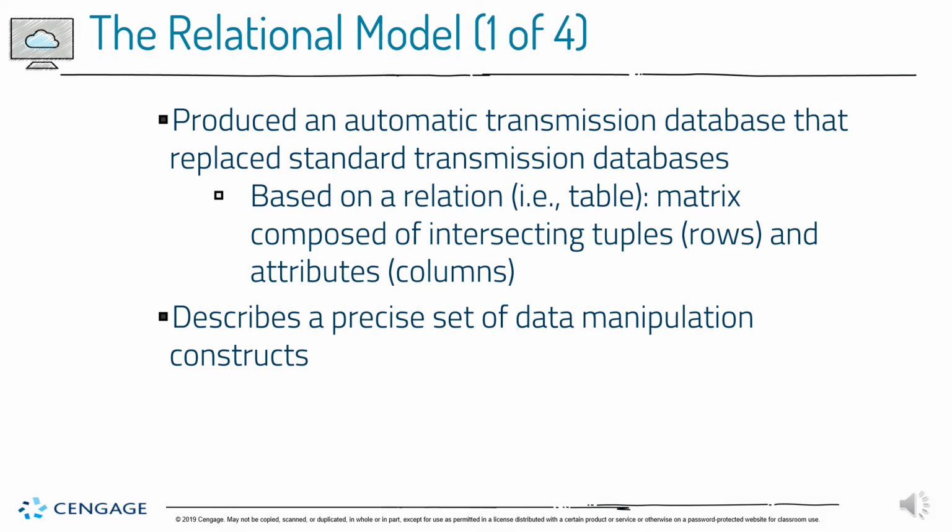The relational model's foundation is a mathematical concept known as a relation. To avoid the complexity of abstract mathematical theory, you can think of a relation, sometimes called a table, as a two-dimensional structure composed of intersecting rows and columns. Each row in a relation is called a tuple. Each column represents an attribute. The relational model also describes a precise set of data manipulation constructs based on advanced mathematical concepts.